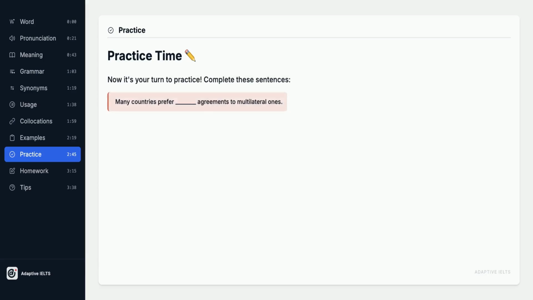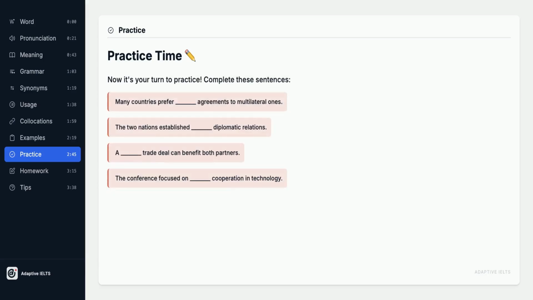Now it's your turn to practice. Complete these sentences. 1. Many countries prefer blank agreements to multilateral ones. 2. The two nations established blank diplomatic relations. 3. A blank trade deal can benefit both partners. 4. The conference focused on blank cooperation in technology. 5. Blank negotiations often yield faster results. Answers: bilateral, bilateral, bilateral, bilateral, bilateral.